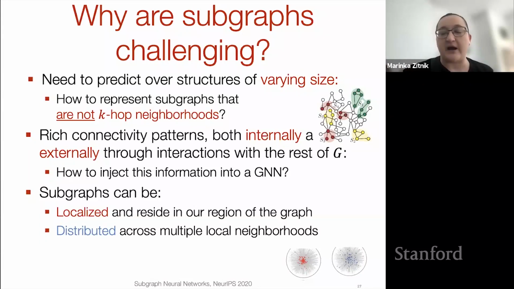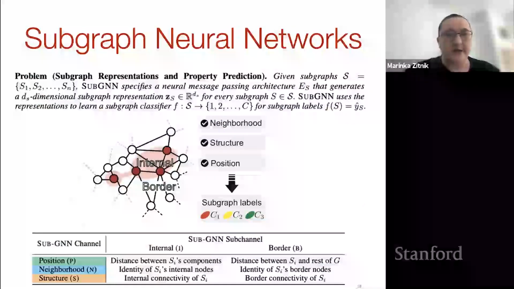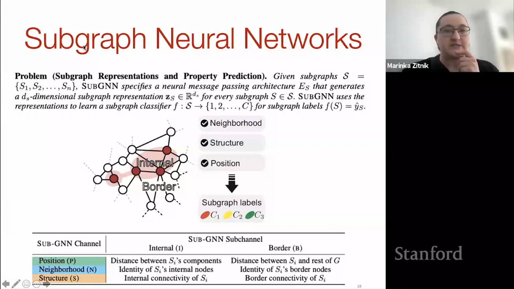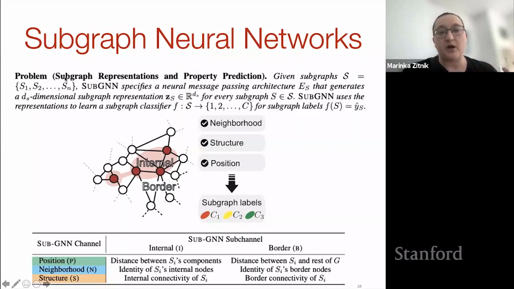And finally, subgraphs that are given by sets of phenotypes for patients can be localized in the sense that they would reside in a single large neighborhood of the graph, such as this hypothetical example where the subgraph is indicated by this red blob at the core of the graph, or subgraphs may be distributed across multiple local neighborhoods. And so a simple averaging of node embeddings might not be an effective strategy. So to tackle this problem, a subgraph neural network model was developed. And the problem that the subgraph neural network is solving is the following.